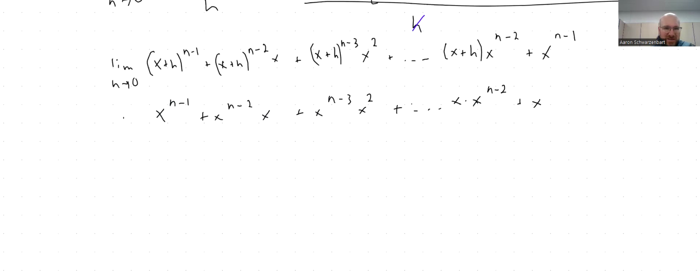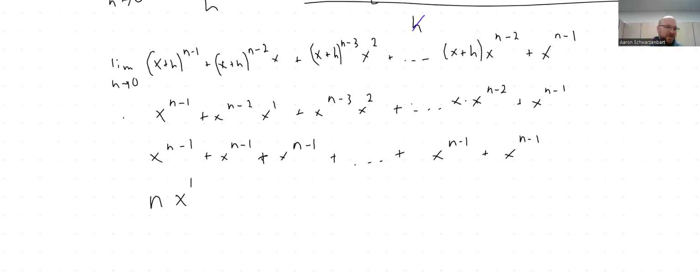So I've got an x to the n minus 1. x to the n minus 2 times x is n minus 2 plus 1, which is n minus 1. n minus 3 plus 2, using my exponent rules. When I multiply, I add the exponents. All of these terms are x to the n minus 1s. And there's a total of n of them. So that means n times x to the n minus 1. And that's the proof of the power rule.